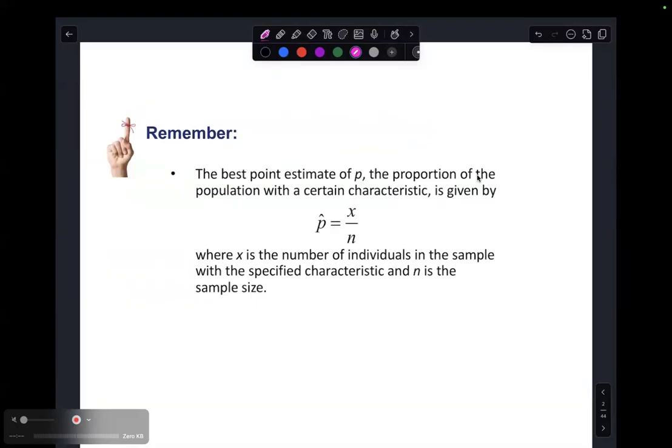All right, so remember point estimates. Our p hat is the number of successes, or the number of individuals in our sample that have a certain characteristic, divided by our sample size. So this is just our point estimate. It is the same thing we were using before. It is our estimate based on our sample, our p hat. Anytime anything has a hat, it's an estimate.